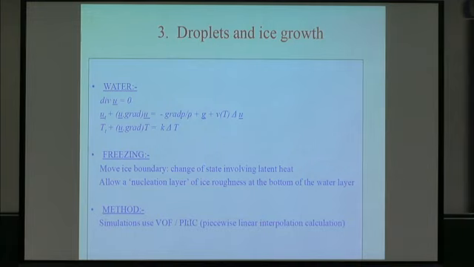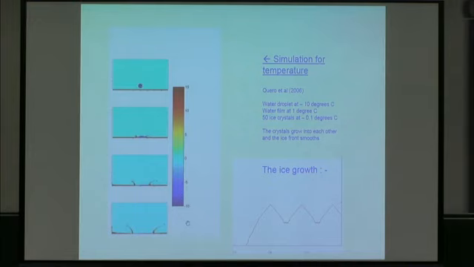And then in the impact problems, a droplet hitting a layer of water, you have to decide where icing is going to start. So what we did here is to put a very thin nucleation layer of ice roughness at the bottom of the water layer, which says that icing can take place anywhere underneath the water at the solid surface. And here's a typical result.